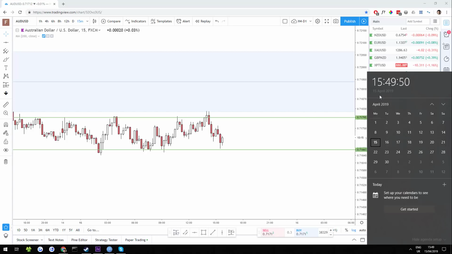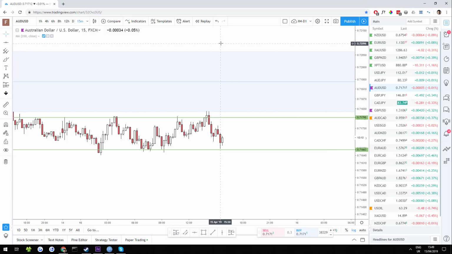Today is Monday the 15th of April 2019. Time is 15:49, almost 15:50 here in the UK. You're looking at an AUDUSD 15-minute chart.